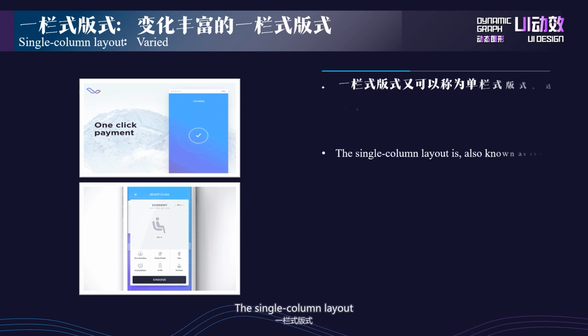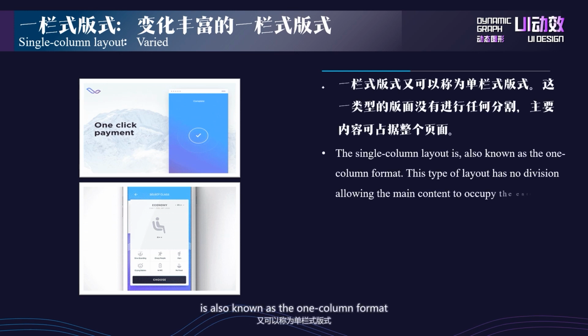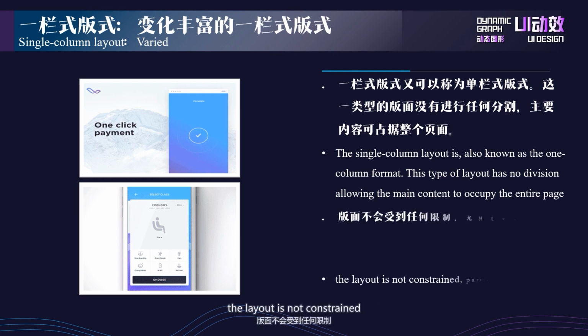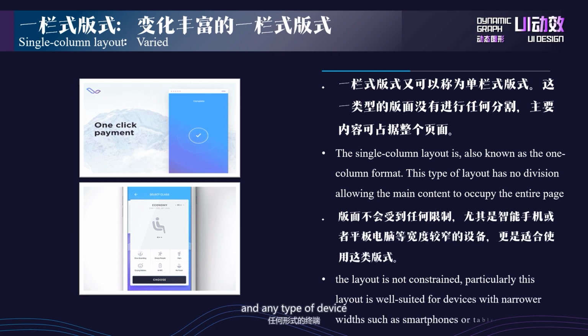The single column layout is also known as the one column format. This type of layout has no division, allowing the main content to occupy the entire page. Consequently, the layout is not constrained, and any type of device can browse this type of layout. Particularly, this layout is well suited for devices with narrower widths, such as smartphones or tablets.